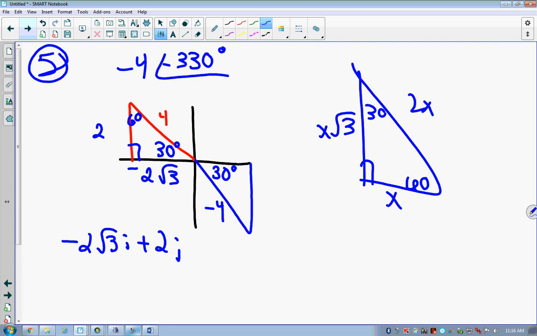Do we understand that? Okay. What else did it want in number 5? It just wanted rectangular coordinates, so that will work. Okay? This is number 5, right? Okay.